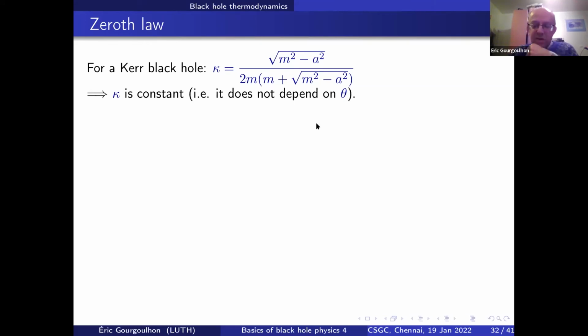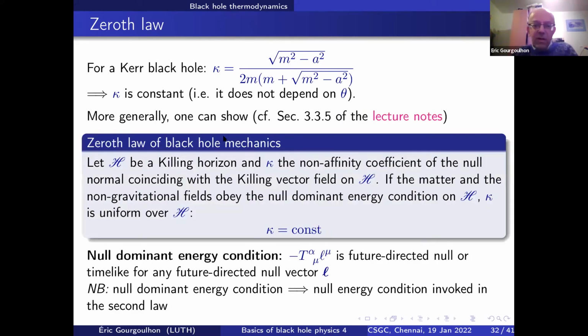So it is constant like the temperature for a thermodynamic system in equilibrium. This is why this is called the zeroth law of black hole mechanics. And actually, this result can be extended to any Killing horizon. Of course, the event horizon of a Kerr black hole is a specific case of a Killing horizon. This is shown explicitly in this section of the lecture note if you want to have a look.